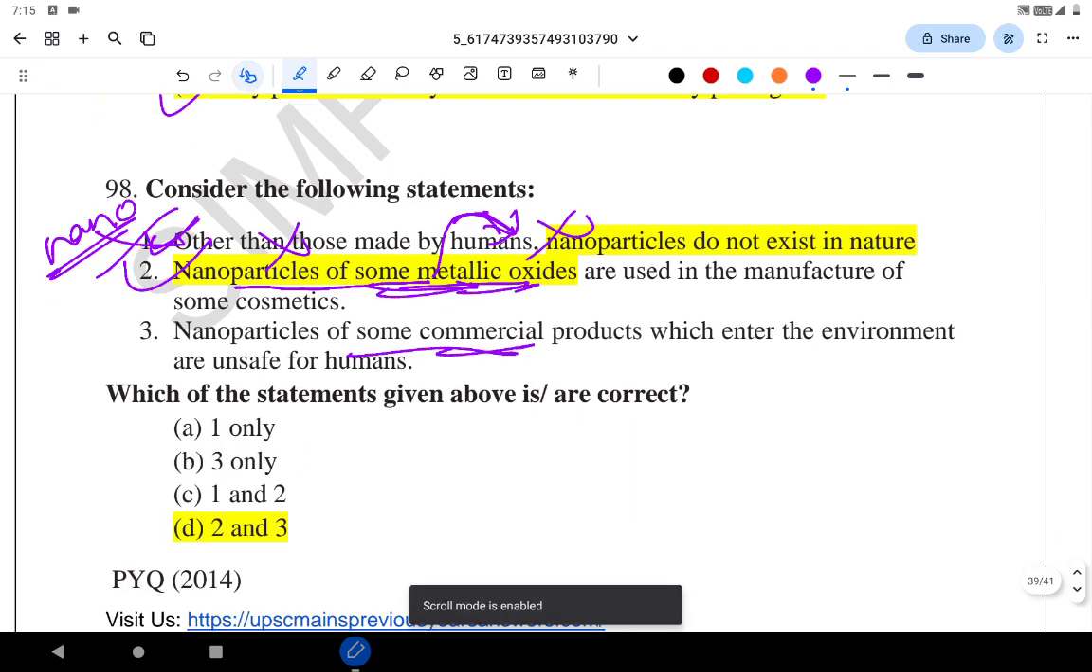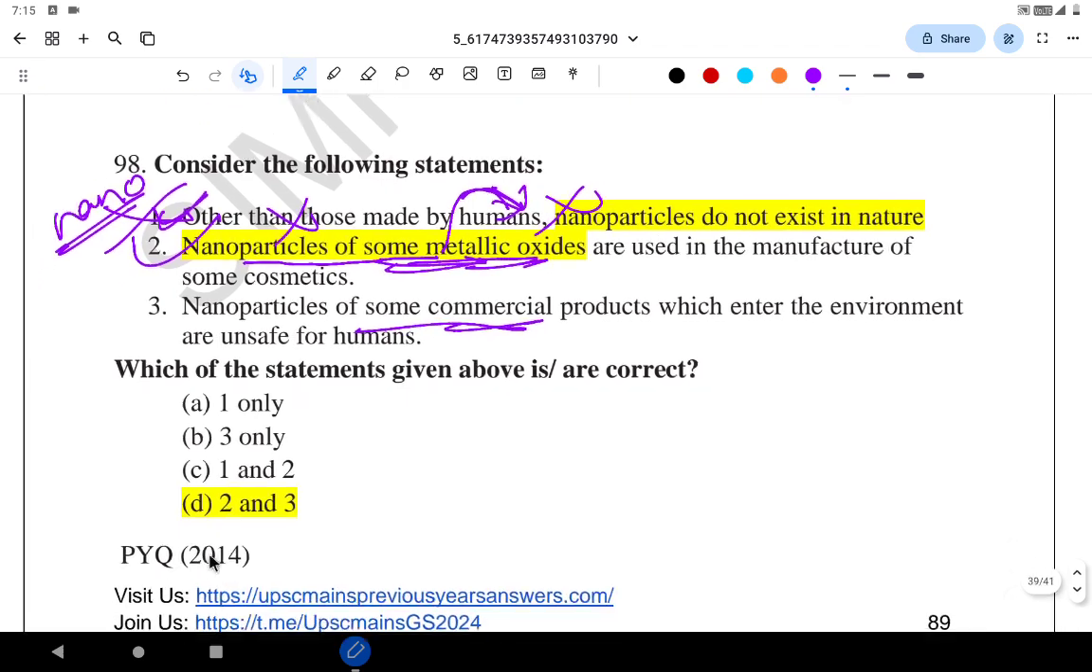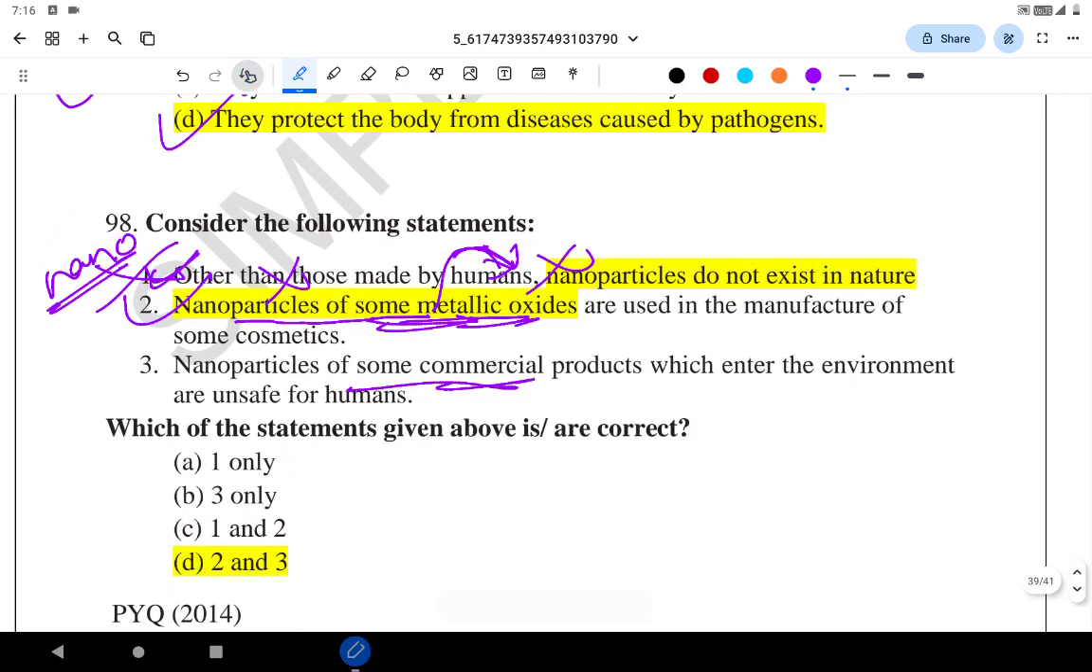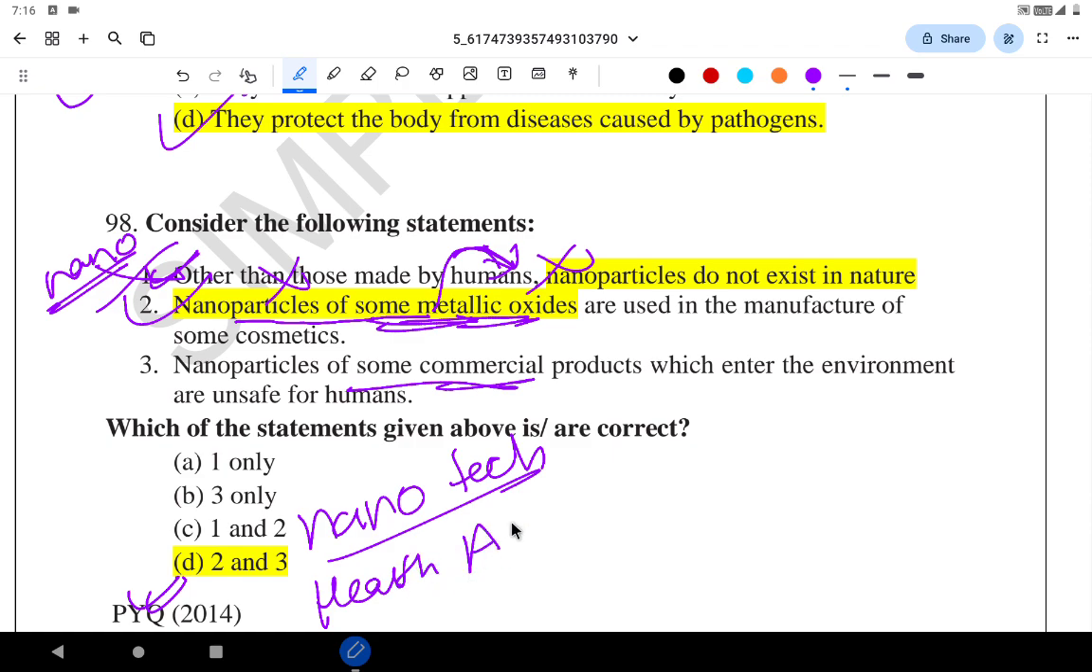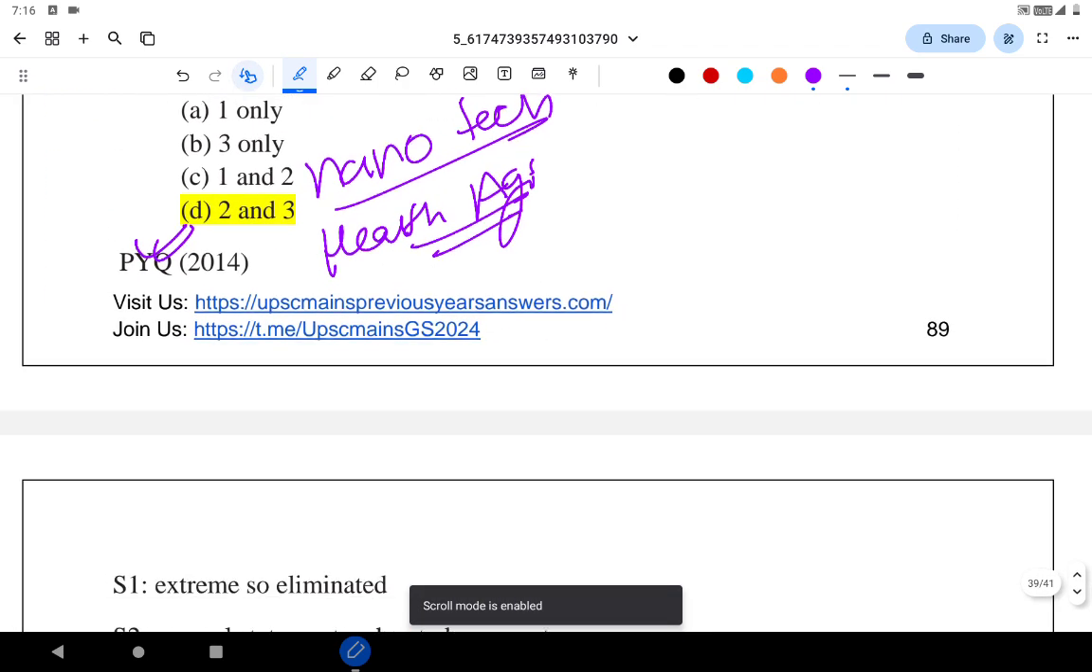The question related to nanoparticles was asked in 2014 as well. And anything around nanotechnology is important for UPSC. Nanotechnology is used in health, it's used in agriculture, etc. It's important. They asked these particular questions in the mains as well.